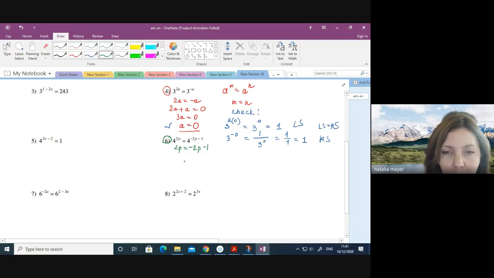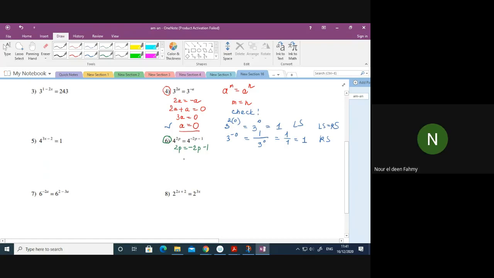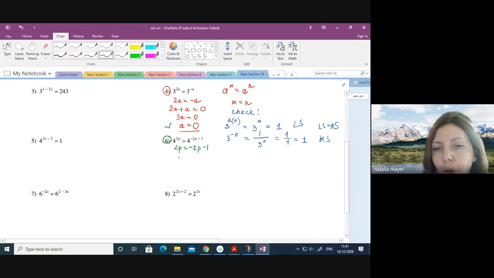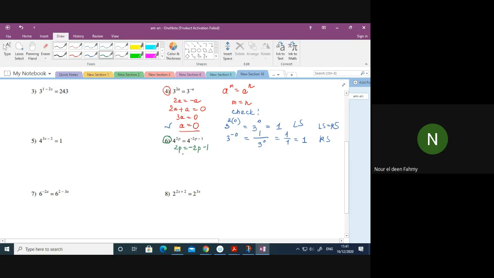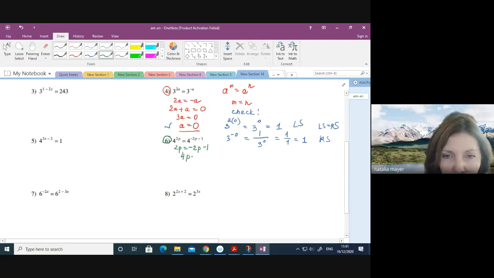Noor, yes? What's the next line? Move everything to the left side? Not necessarily, not everything. It's a linear equation. In a linear equation, if you remember, we always move terms with the variable to one side and constants to the other side, right? So what's the next line? Tell me, Noor. It's going to be 4p is equal to negative 1. Absolutely. So what's the value of p then?